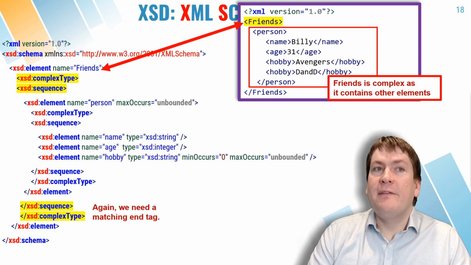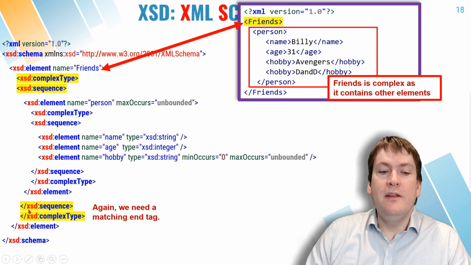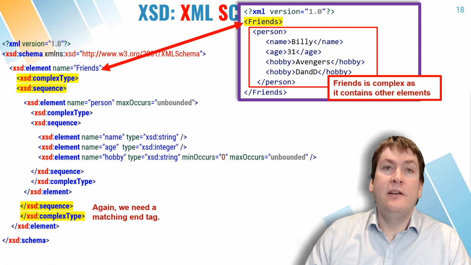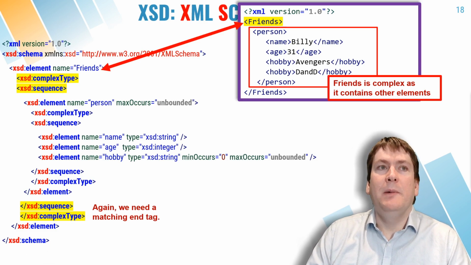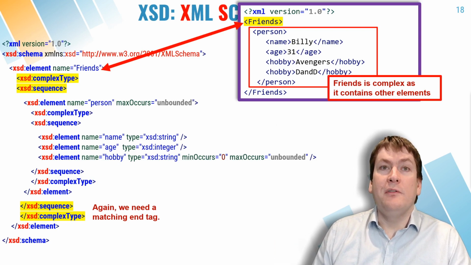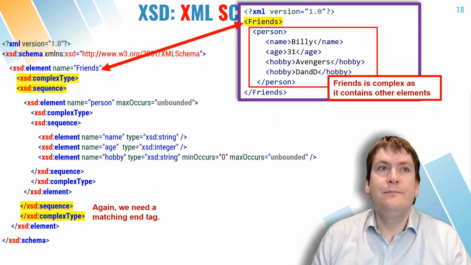And again, we have to have a matching end tag. Be careful here, you have to keep these in the opposite order. So we see sequence, complexType, when up here it was complexType, sequence. The reason for this is we can't have overlapping tags, we can't have overlapping elements in XML. Since we opened sequence last, we have to close it first. Sort of like a last in, first out type system.